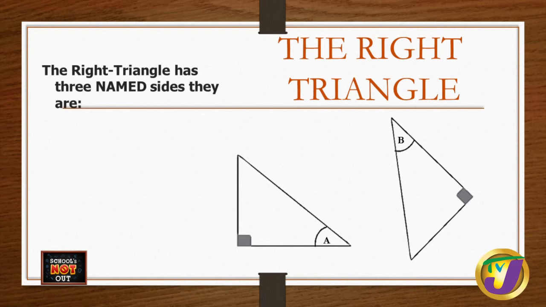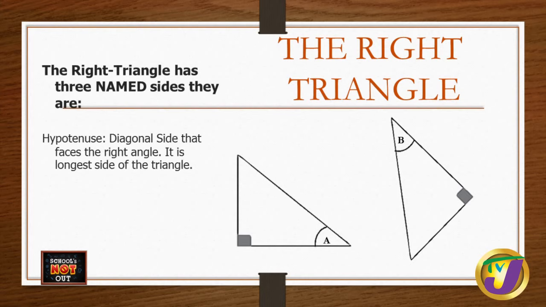So, the right triangle has three named sides. They are the hypotenuse. Now, the hypotenuse is a diagonal side that faces the right angle. It is the longest side of the triangle.